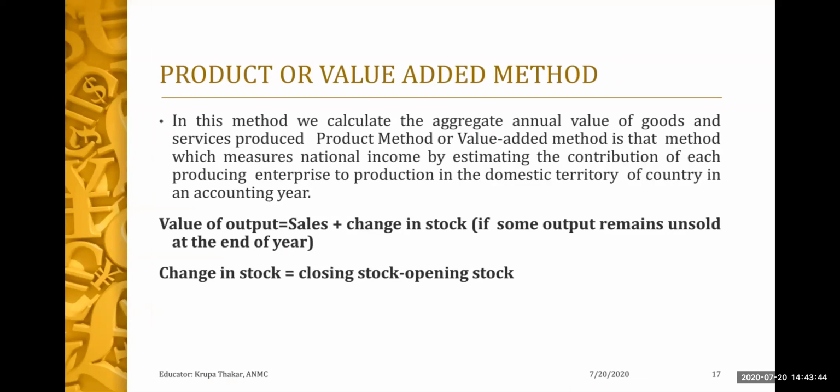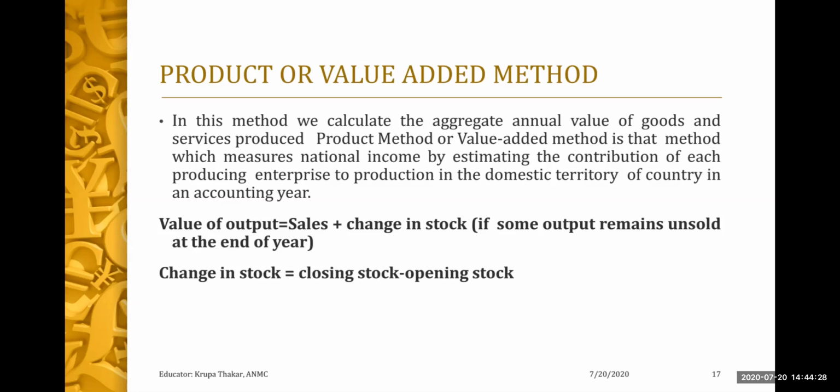So first, let's talk about the product or value added method. In this method, we calculate the aggregate annual value of goods and services produced. That is, the product or value added method is that method which measures national income by estimating the contribution of each producing enterprise to production in the domestic territory of the country, which means that for all producers present in the domestic territory of a country, we calculate the production or value addition made by all the enterprises.